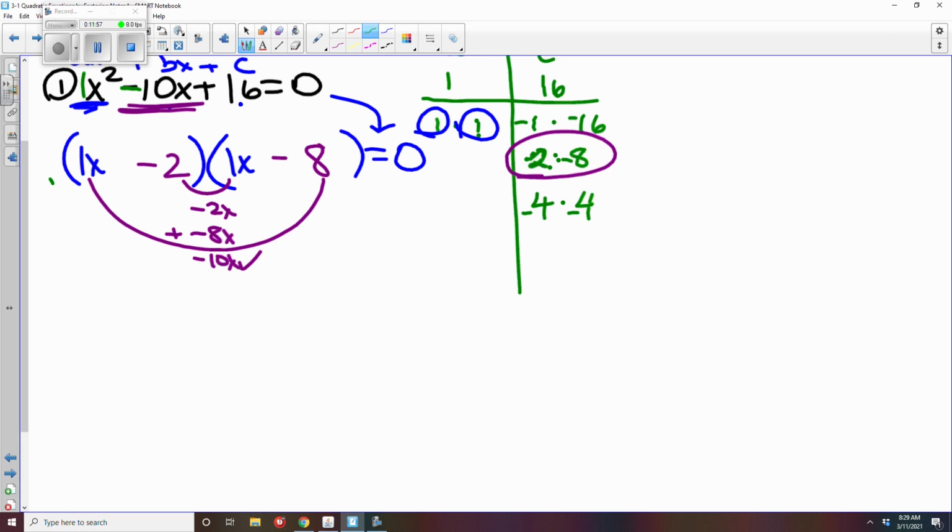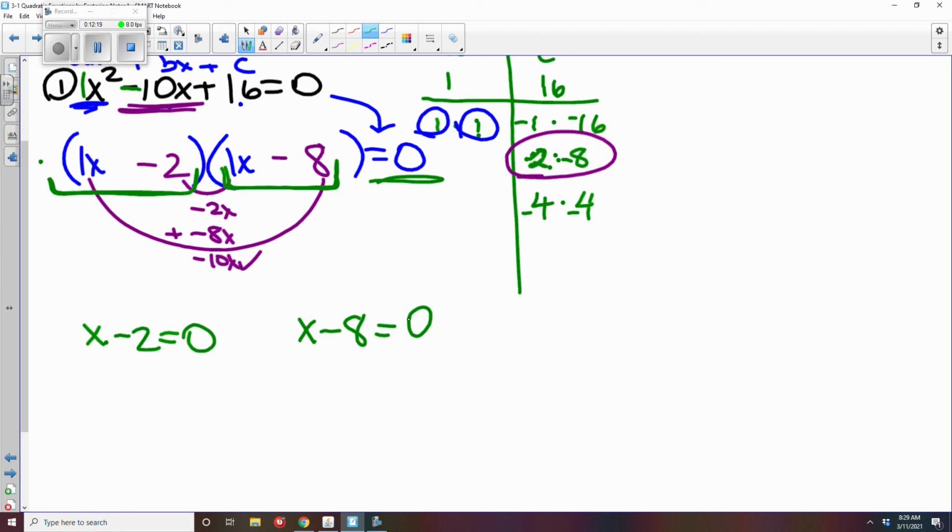So we're going to take this first parenthesis, 1x minus 2, and set it equal to 0. So I just write x minus 2 equals 0, because do I need to show that 1 anymore? No, that's implied. Same way, we're going to do the same thing to our 1x minus 8. So x minus 8, and set it equal to 0 too. And now just solve each equation.